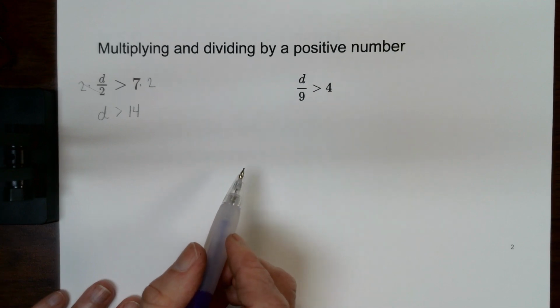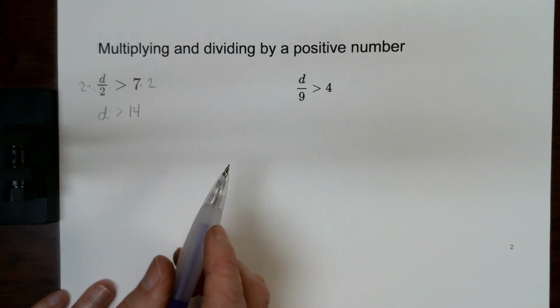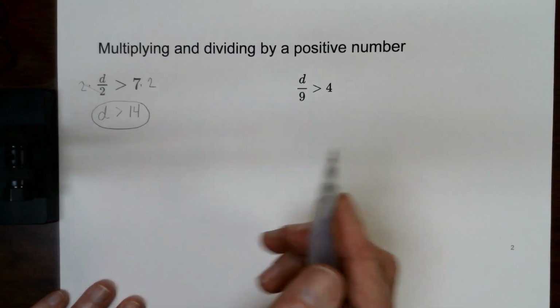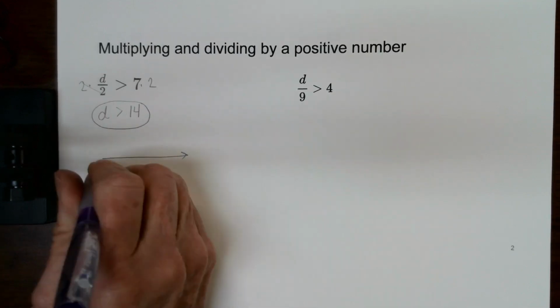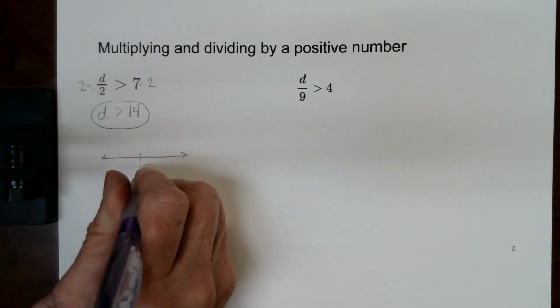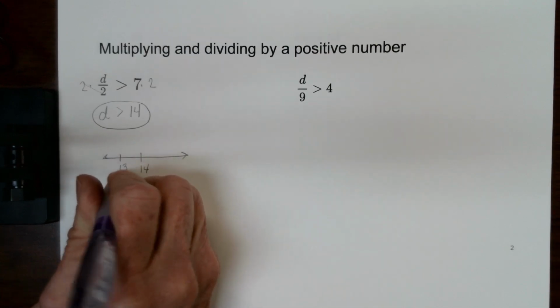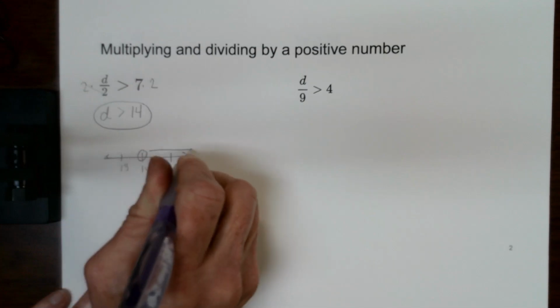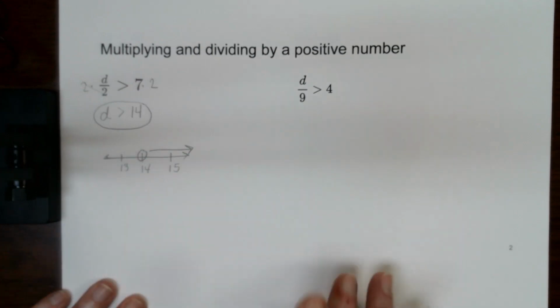I don't think it asks you on this to graph it, so all you're doing is solving these. If you were to graph it, remember you would put the 14 in the center, you would put a 13 here, and you would put a 15 here, open circle, and it's going to go to the right.